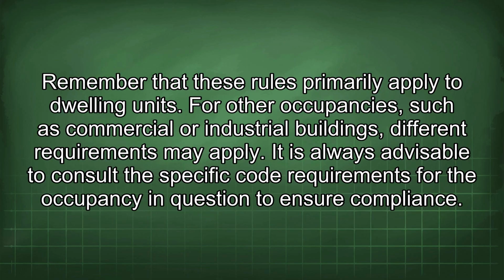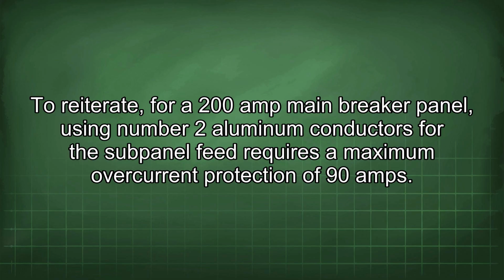Remember that these rules primarily apply to dwelling units. For other occupancies, such as commercial or industrial buildings, different requirements may apply. It is always advisable to consult the specific code requirements for the occupancy in question to ensure compliance. To reiterate, for a 200 amp main breaker panel, using number 2 aluminum conductors for the subpanel feed requires a maximum overcurrent protection of 90 amps.